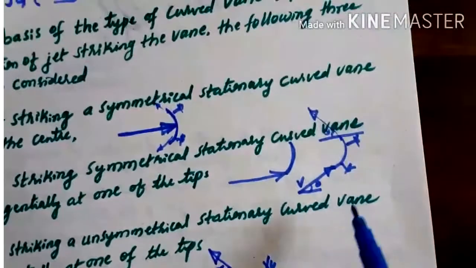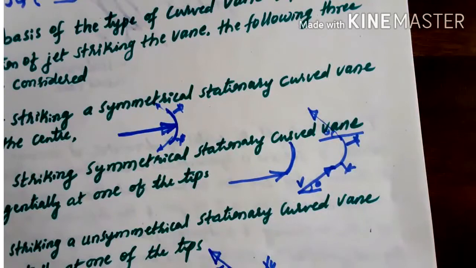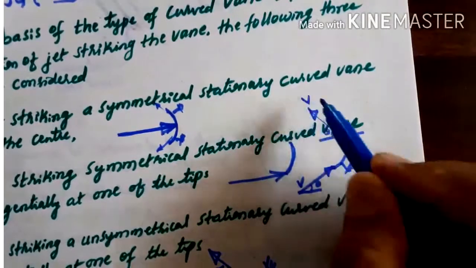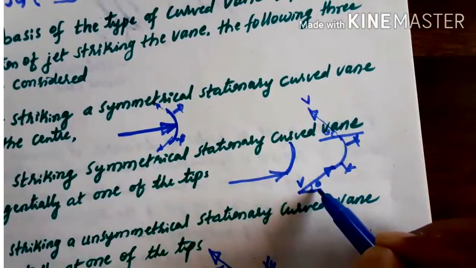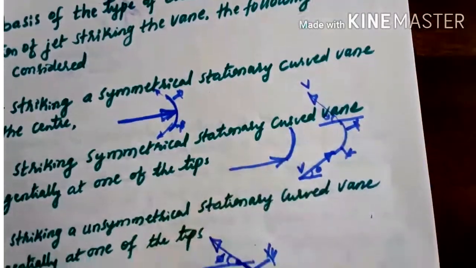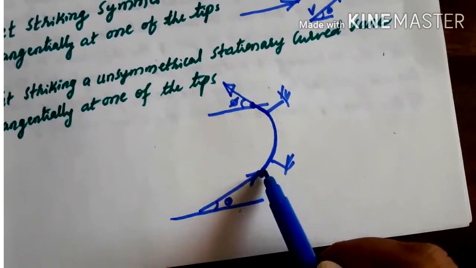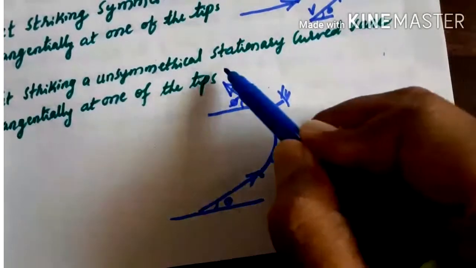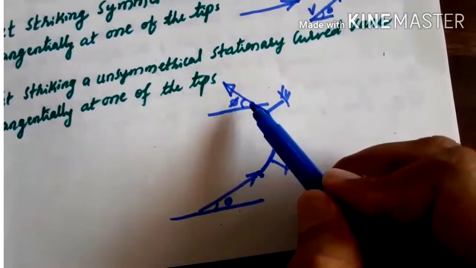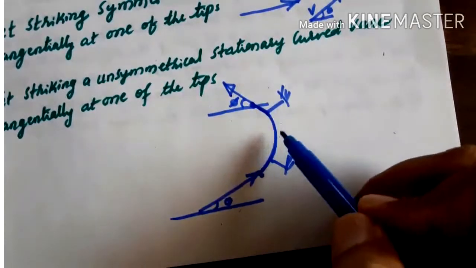In the previous case, when the jet was striking at one of the tips, it was entering with an angle of theta and leaving with the same angle theta. That is called the symmetrical case. But in the unsymmetrical case, it will enter the vane with some angle and leave with some other angle, say phi. So the entry angle is theta and the exit angle is phi. This is the unsymmetrical case. All these cases are fixed or stationary cases.